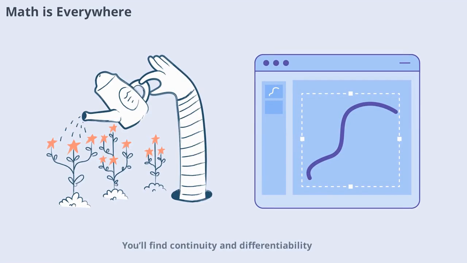You'll find continuity and differentiability everywhere, from roller coasters to rivers, from rainbows to racetracks. These ideas help us understand the world and make things work better. Math isn't just numbers, it's part of everything we do.